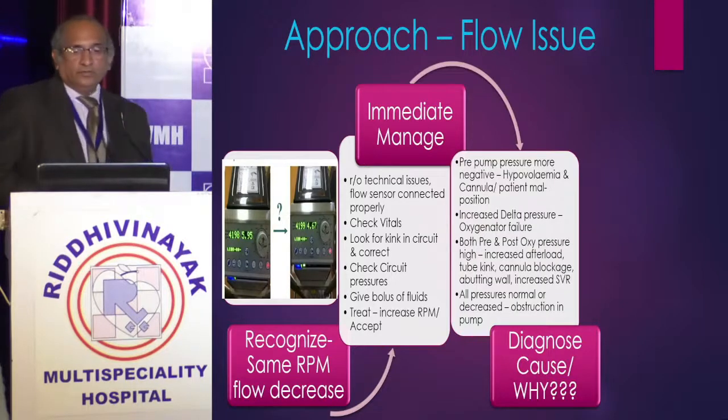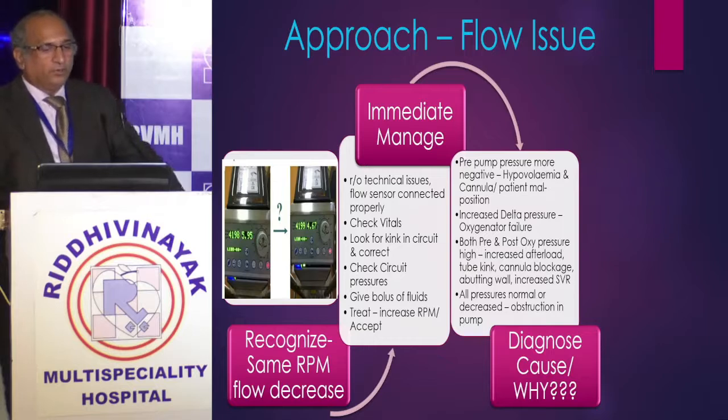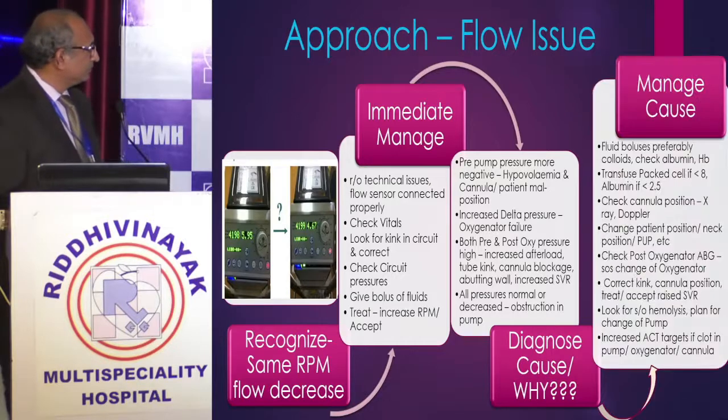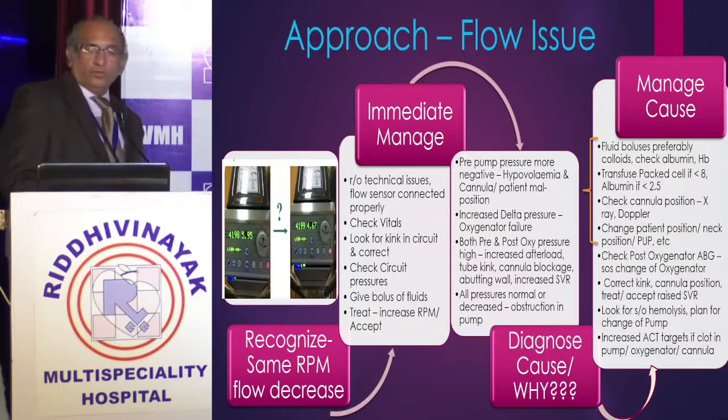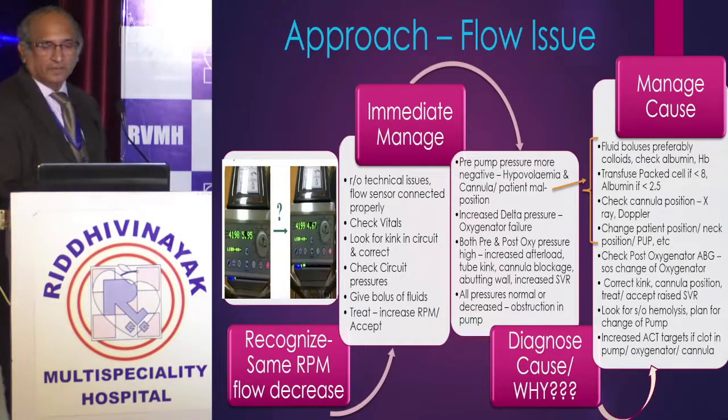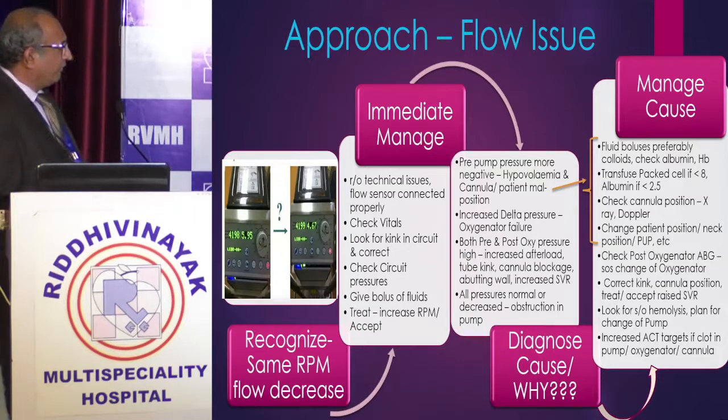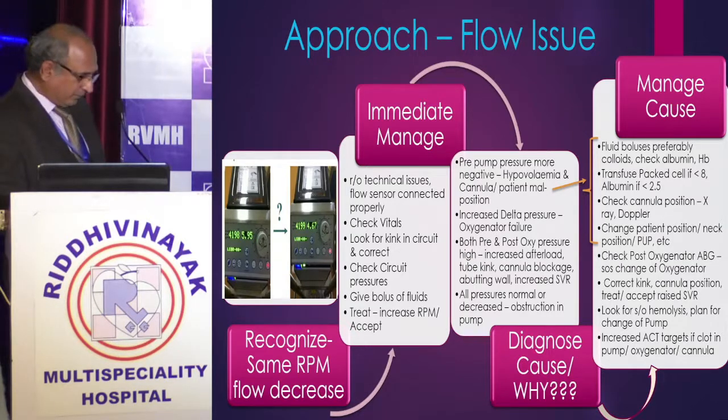Again, diagnose whether the pre-pump pressure is more negative, or hypovolemia is the cause, and then you have to give volumes. Again, you have to give a bolus of fluids, preferably colloids. Check albumin, check hemoglobin. Check cannula position, do an X-ray, and change the patient position to see whether it can improve things.